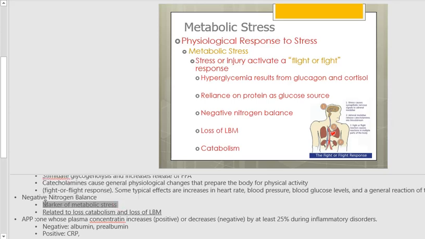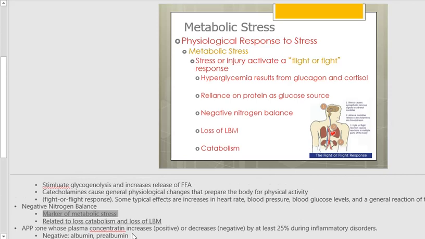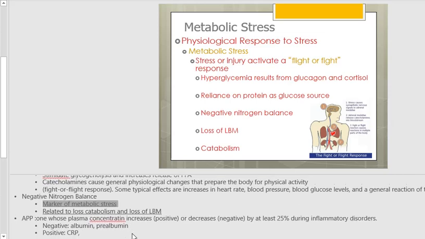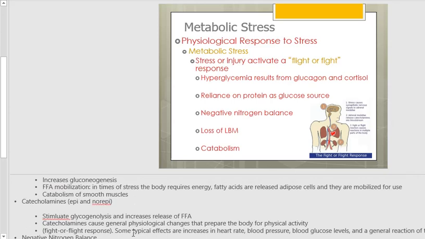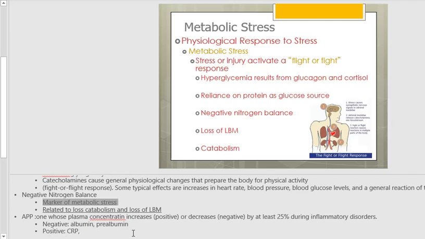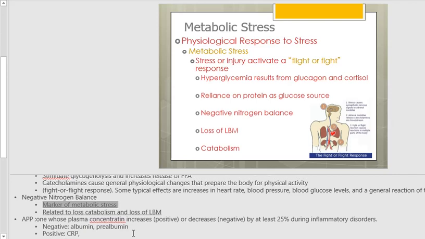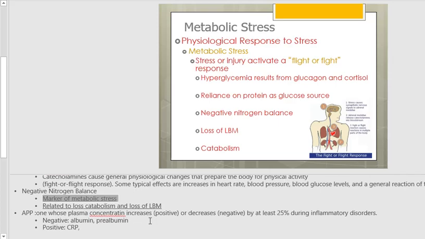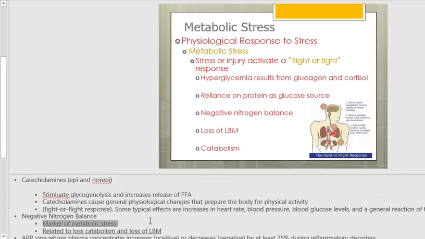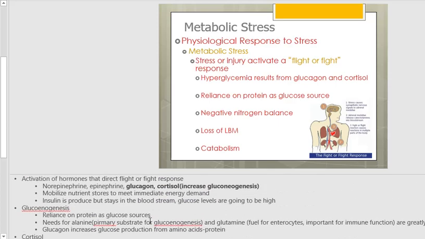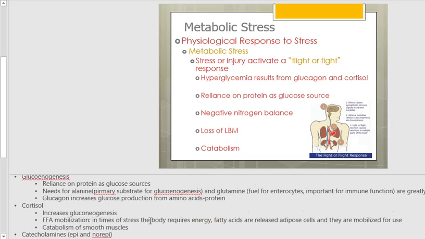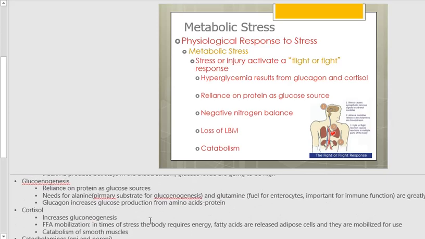There's an increased level of glucagon and increased glucose production. That's the gluconeogenesis. The cortisol increases the gluconeogenesis and free fatty acid mobilization. Mobilization means that your macronutrients are being broken down to their simplest form so that they're readily available to be used as an energy source. So when we talk about free fatty acid mobilization, we're breaking it down so that it can be readily available as a source of energy.